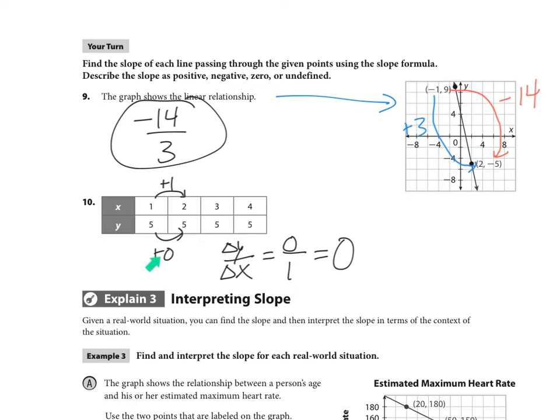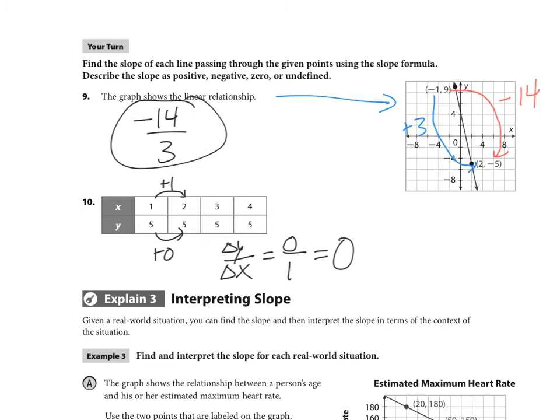What did my y do? It went up 0. What did my x do? It went up 1. So I get 0 over 1, which is 0. Now here is an important aspect of this. You can use the calculator. If you type 0 divided by 1 on the calculator, you get 0.